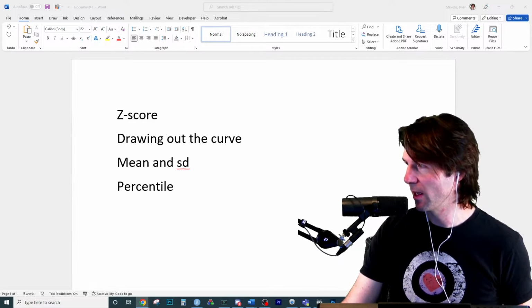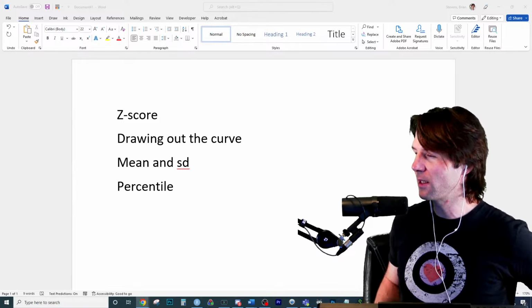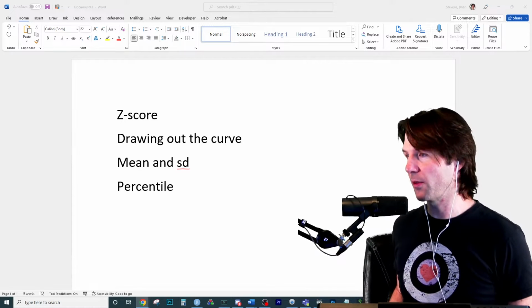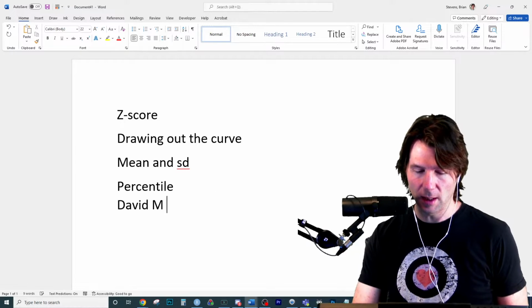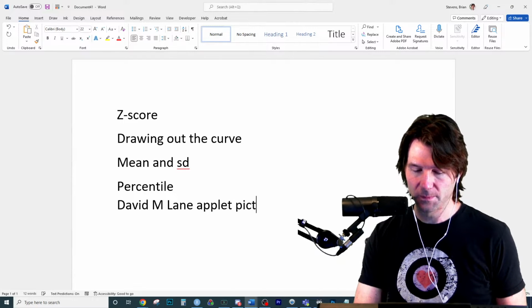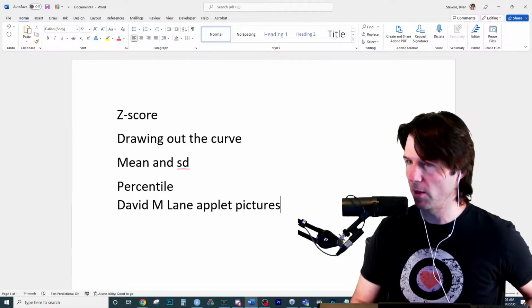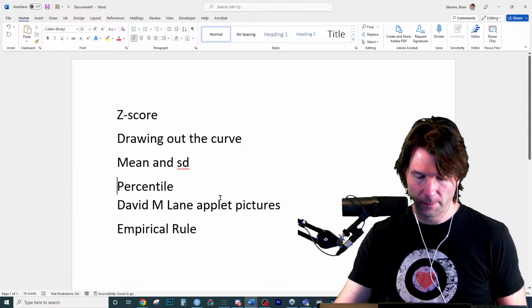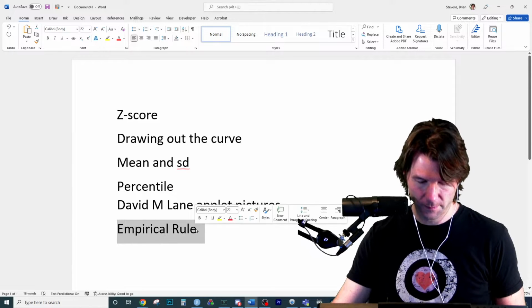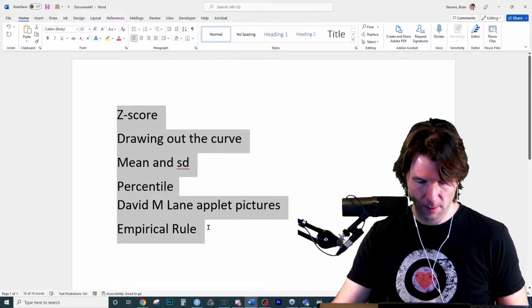We're going to throw some more points. But does that make sense? Can anyone think of anything else? We might be drawing out the curve. We might get the mean and standard deviation, or we might have David and Elaine applet pictures. So there we go. We've got to put the empirical rule. You might have to use the empirical rule. Why is that weird? Why is that one weird?